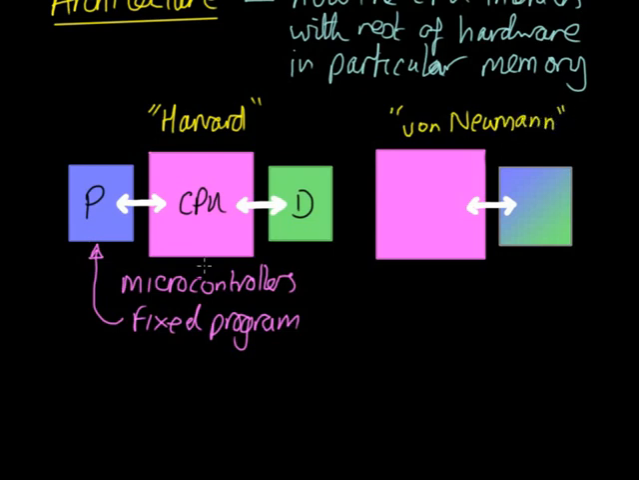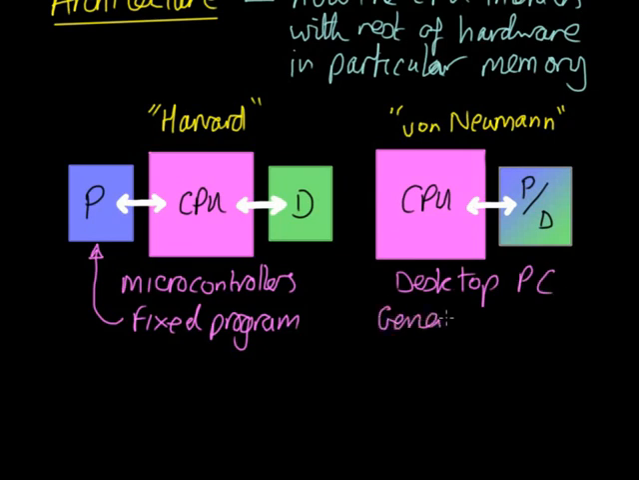Okay, and in a von Neumann architecture, you've still got a CPU because that's what's doing the processing, but the programs and the data are held in the same memory zone, if you like. They're held in the same space, not obviously occupying exactly the same areas in that space, but they're held in the same sort of areas in there. Now this is the basic design for a desktop PC, and it has a general purpose. The program can be changed at will.